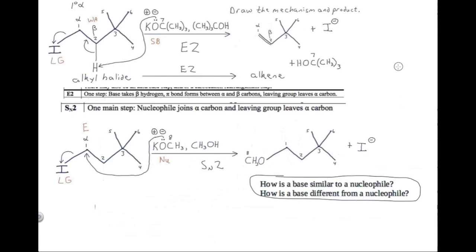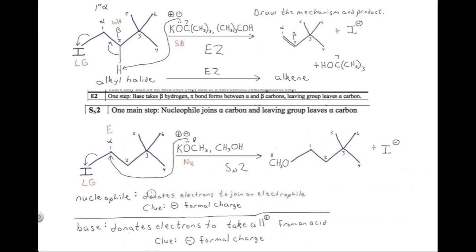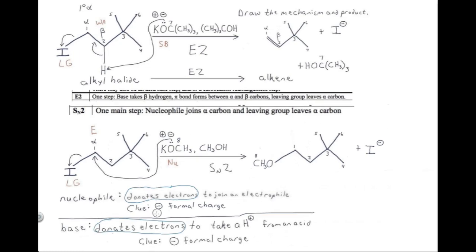Well, here's some answers. A nucleophile is similar to a base because they both donate electrons. A nucleophile and a base are both electron donors. You can see here that this base is at the beginning of the series of arrows, showing that it's donating electrons. And this nucleophile is at the beginning of the series of arrows, showing that it's also donating electrons. Okay, so if a nucleophile is similar to a base because they're both electron donors, how is a nucleophile different from a base? What would be your answer to that? That's a very important question.